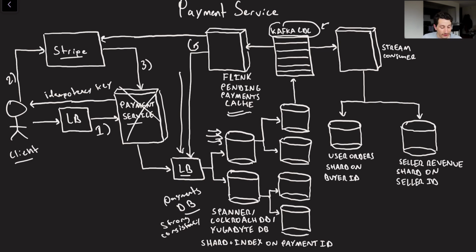The second piece of this puzzle is going to be doing all of our derived data. Over here on the right, we also have a stream consumer pulling from Kafka change data capture. This doesn't have to be stateful, it just has to forward messages over to our derived database tables. One of which will be the user orders, where we shard on the buyer ID and order by the timestamp that it was placed. Number 2 is going to be the seller revenue, where we shard on the seller ID and yet again order by the timestamp that it was placed.